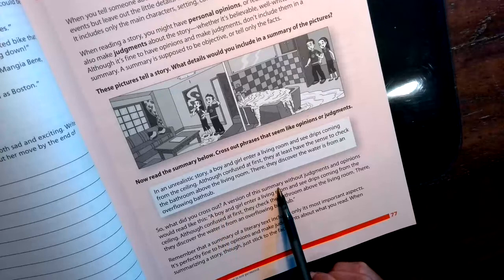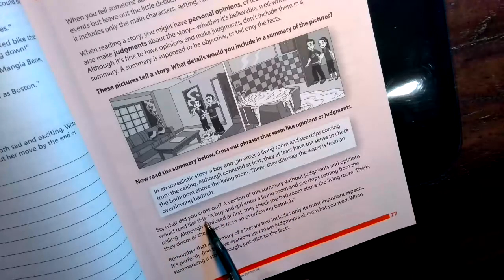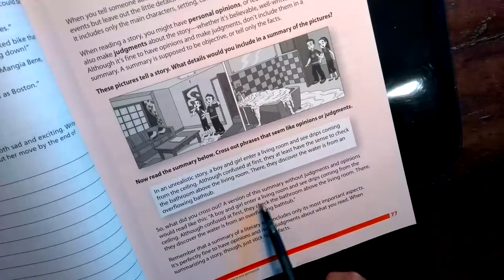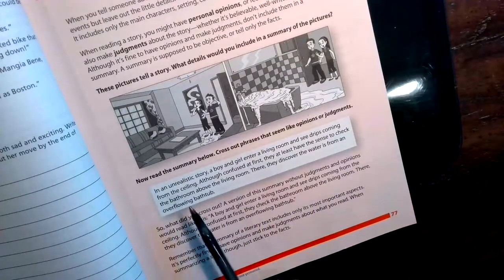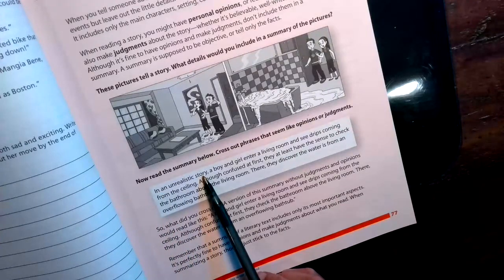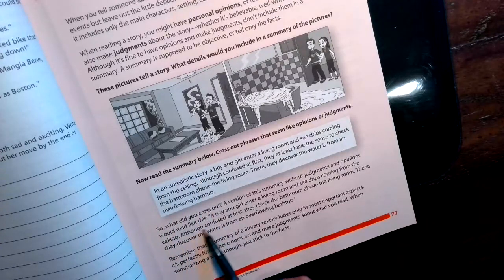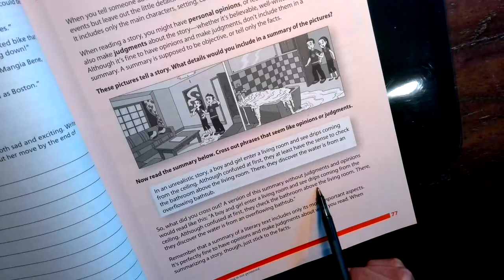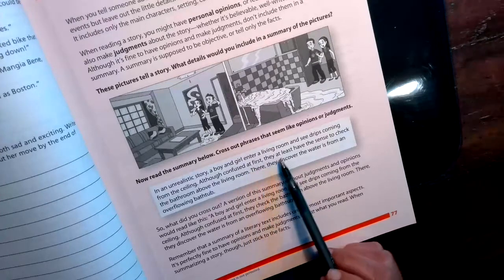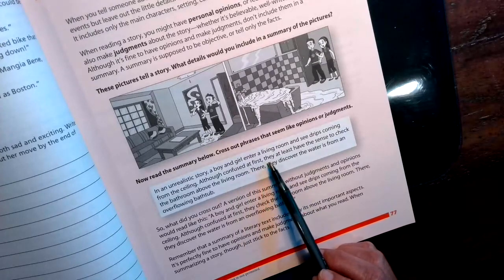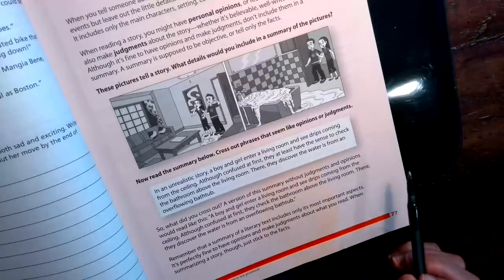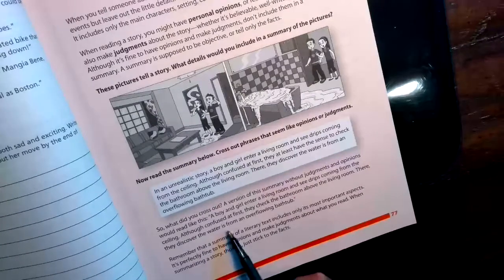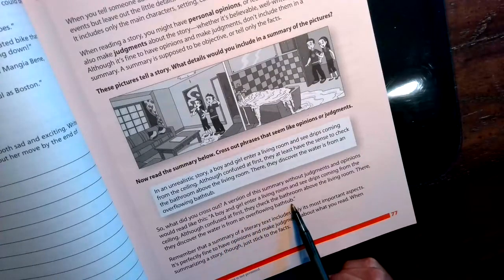A version of this summary without judgments and opinions would read like this. A boy and a girl enter a living room and see drips coming from the ceiling. Notice they left out "in an unrealistic story." Although confused at first, they check the bathroom above the living room. You can also see here that it left out "they at least have the sense to." That's an opinion. There they discover the water is from an overflowing bathtub.